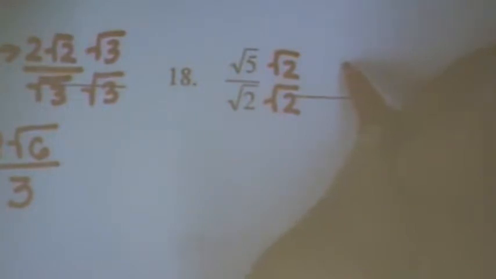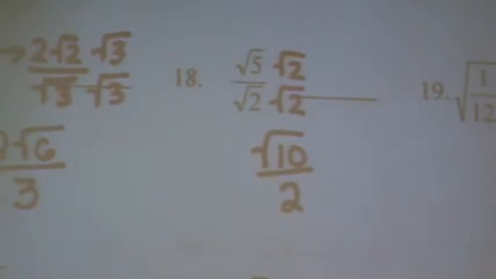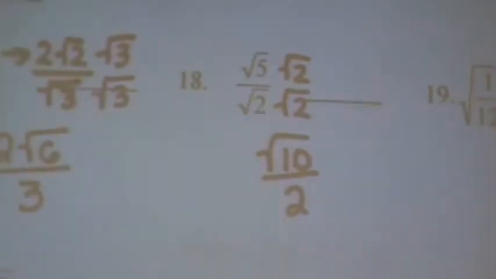Okay, number 18. Can I simplify either one of these? No. But I need to get rid of the root 2. So I need a root 2 here and a root 2 here. What's this answer? Very good. Can you simplify that? No. Why can't you simplify this? One's under, one's not. One's still in prison. One's not.